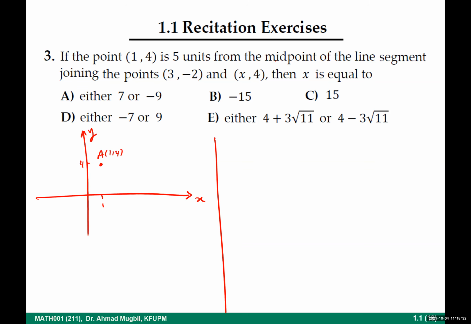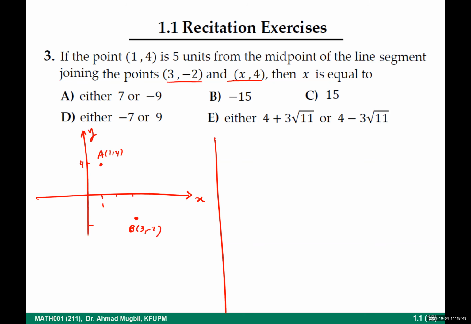5 units from the midpoint of the line segment joining the points. So I have another 2 points. They are 3 and -2. Let's call it B. 3 and -2.